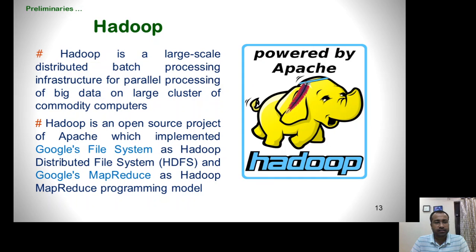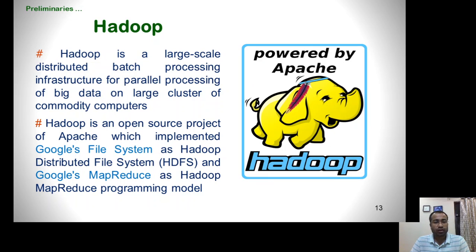Hadoop is a large-scale distributed batch processing infrastructure for parallel processing of big data on large cluster of commodity computers. In this one line of statement, there are multiple keywords. You have to understand that first. As you already know, large scale: big data deals with large scale problems that are very big in size in every aspect. So Hadoop is designed for large scale problems, large scale data.